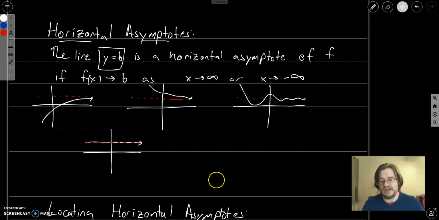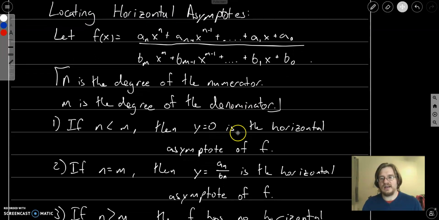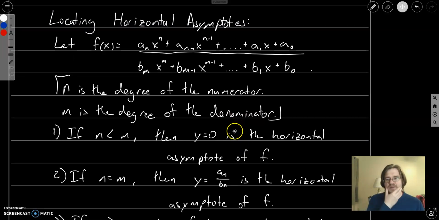So how do we find horizontal asymptotes? This one is perhaps a little bit harder. There's just a little bit more to remember than with vertical asymptotes. With vertical asymptotes, we're looking at where we divide by 0. For horizontal asymptotes, we have to look a little bit closer at the function.